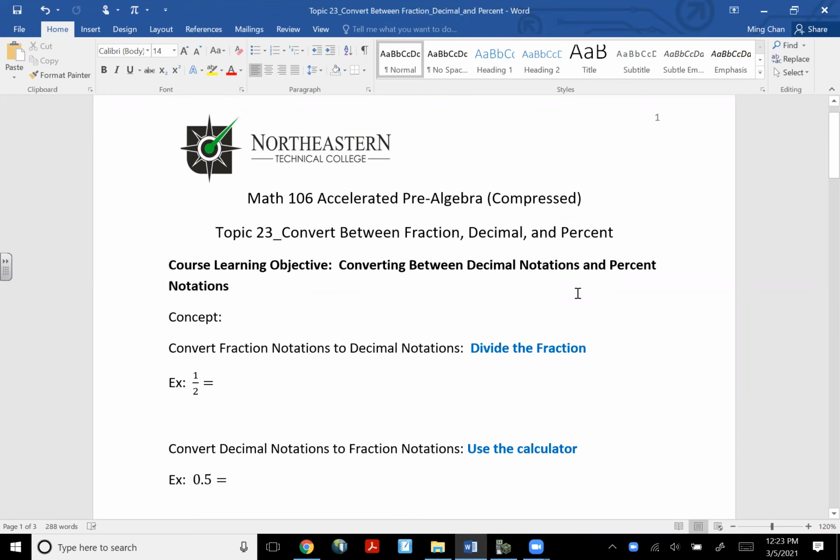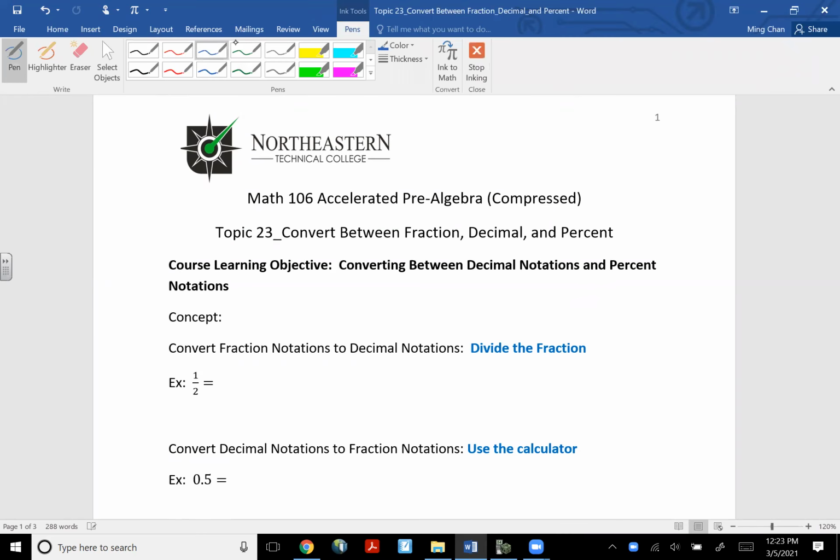Okay, so why do we need to convert percent into decimal notation or fraction notation? The reason is this: percent notation is not operable. That means you cannot add, subtract, multiply, and divide percentages.